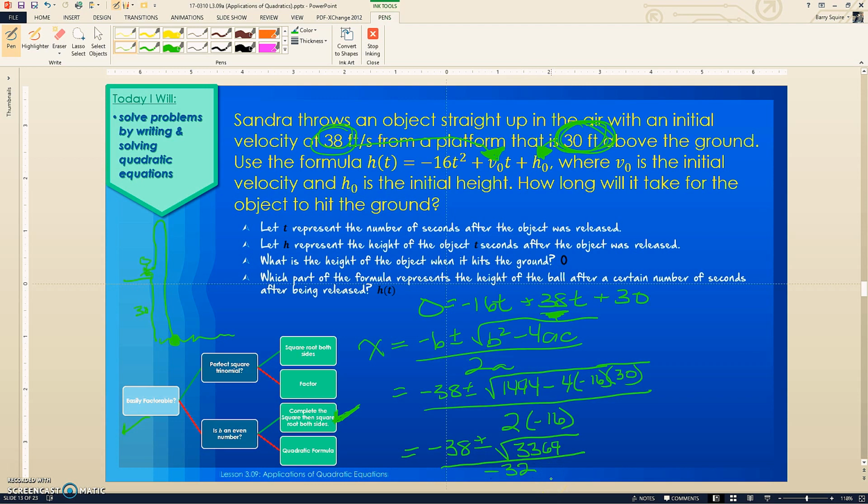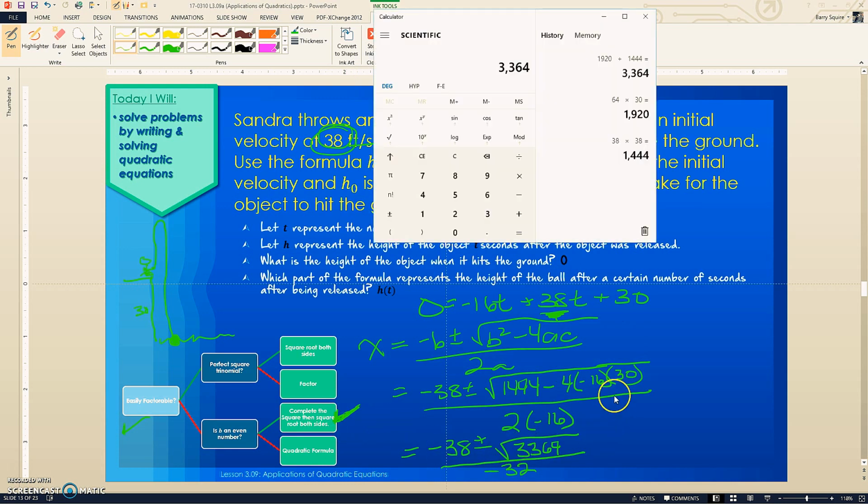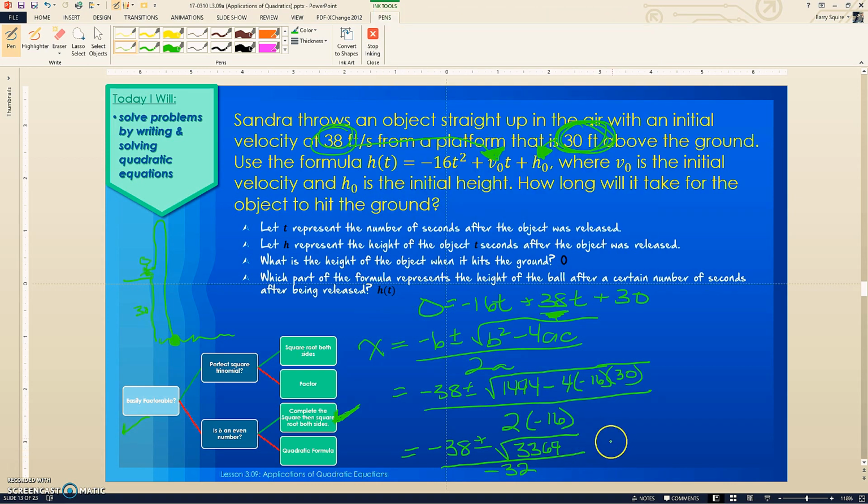Yuck. Oh, yeah. Maybe completing the square might have been easier. Can we figure out the square root of 3364? Yes, thank goodness. It's 58. So that's nice. So we're going to have, continue over here, negative 38 plus or minus 58 all over negative 32.